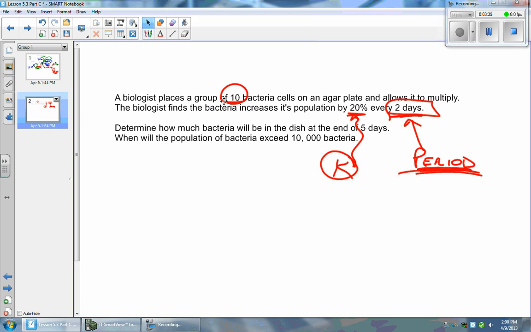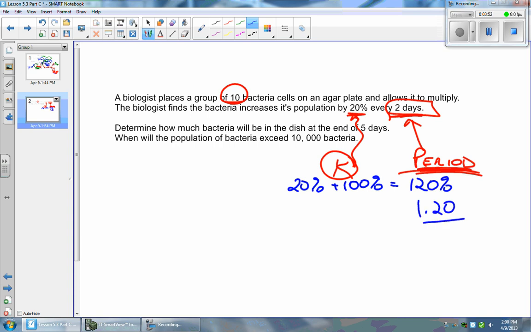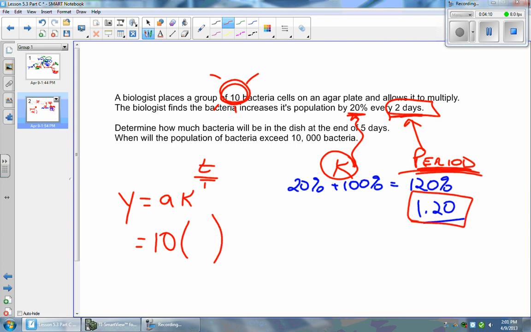Okay, so let's start working this out. Remember, you're talking 20% plus the original amount of bacteria, so you're actually gaining by 120%, and putting this into a decimal, it's going to be 1.20, of course. So, all right, let's take a look at this. Y equals A, K to the power of time over the period. Your initial amount that you put in here, 10 bacteria, so your A is 10, your K value is going to be this 1.20. That's how much you're increasing by, 1.20. Now, you are also looking at a period of 2 days.